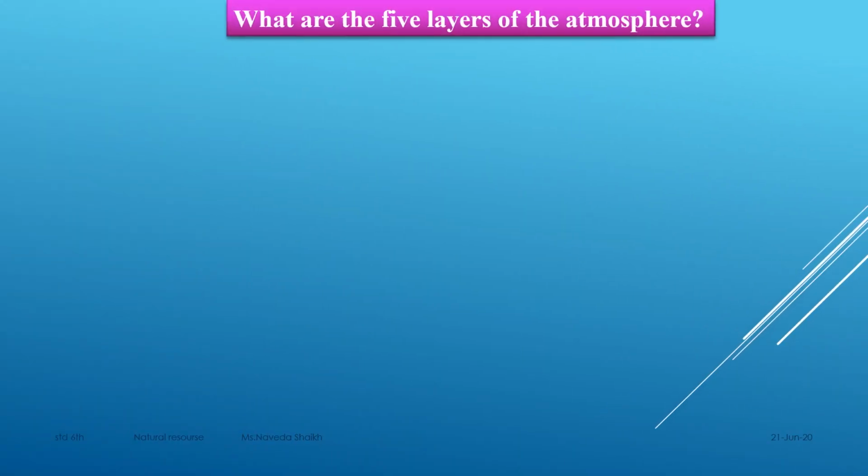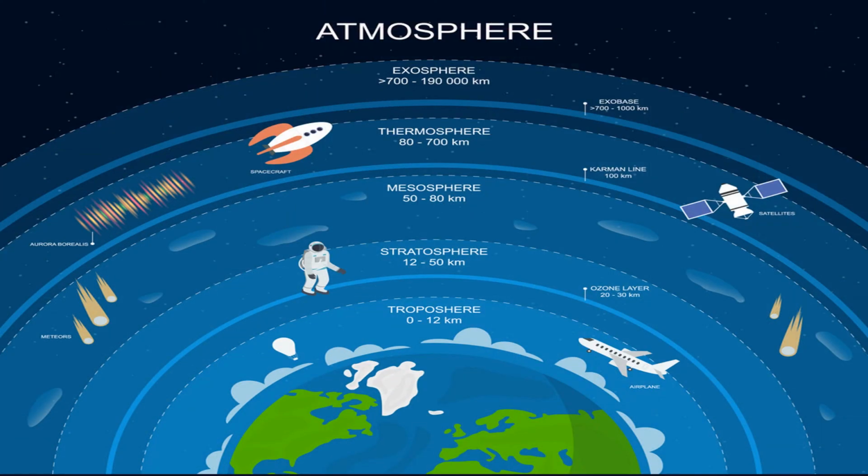Now, what are the 5 layers of the atmosphere that we need to know? Atmosphere here is the air we are talking about. It has 5 layers in it: troposphere, stratosphere, mesosphere, thermosphere and exosphere. Troposphere is a sphere where you find aeroplanes and helicopters flying.